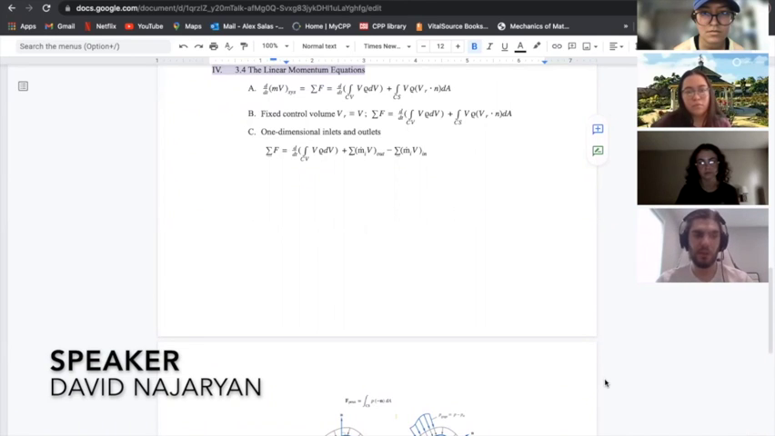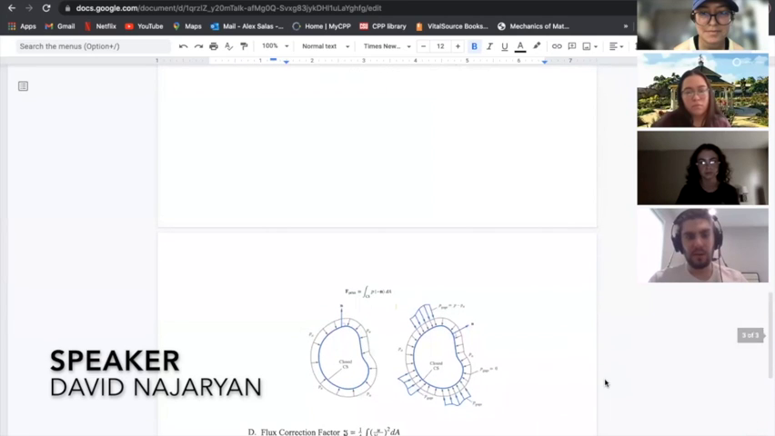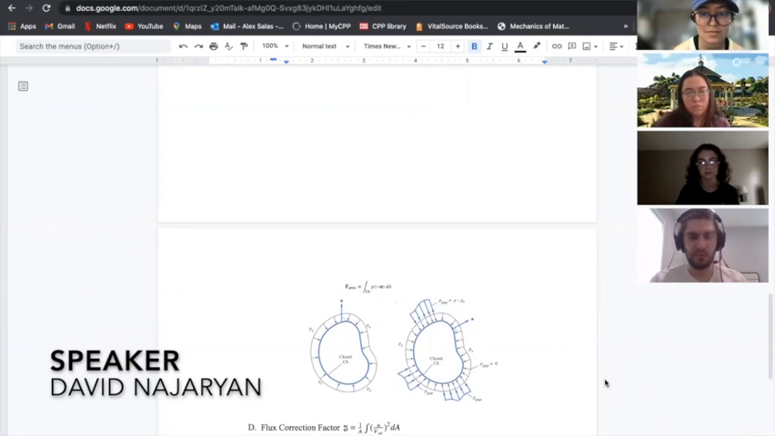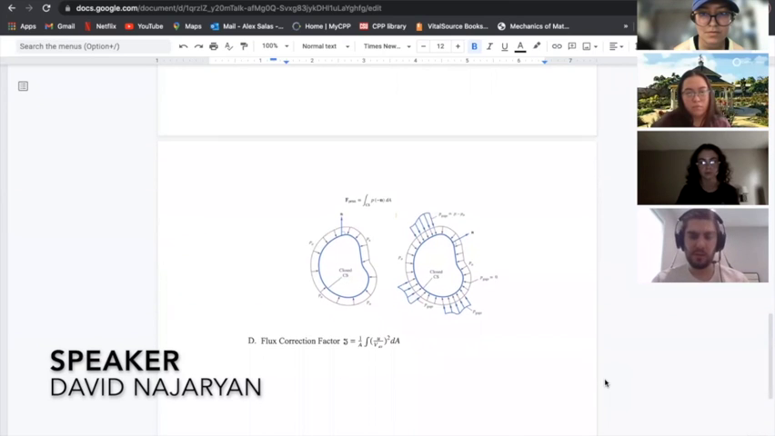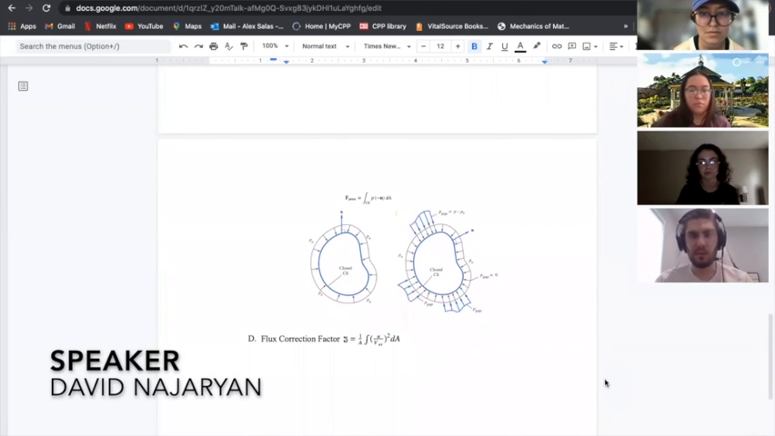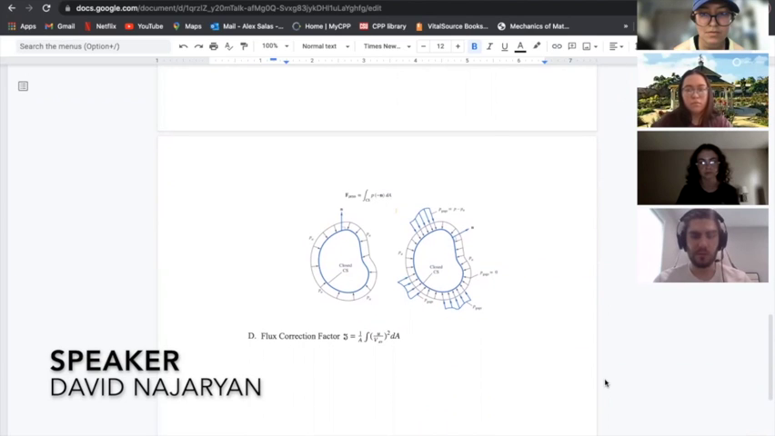For a fixed control volume, it follows velocity relative to the original velocity, therefore there's not much change. For the one-dimensional inlets and outlet, this assumes it's a steady flow, so uniform pressure is independent of the shape and surface. The picture below demonstrates this. And for the final portion, the flux correction factor, this accounts for the variations of velocity in a duct system, and is also a vector, therefore there's 3 components.